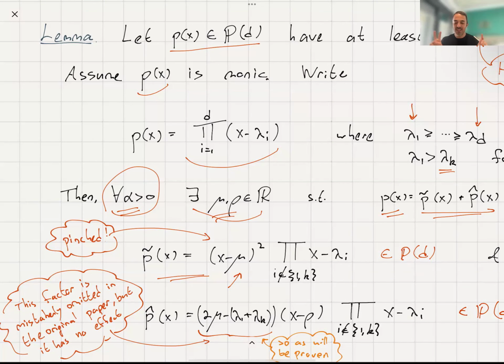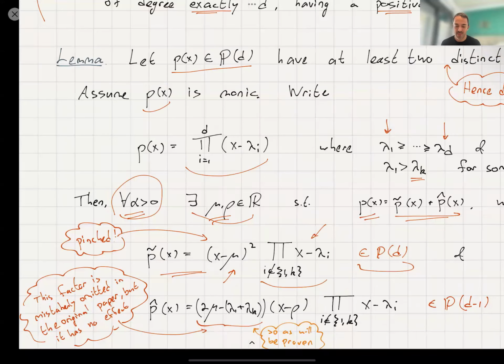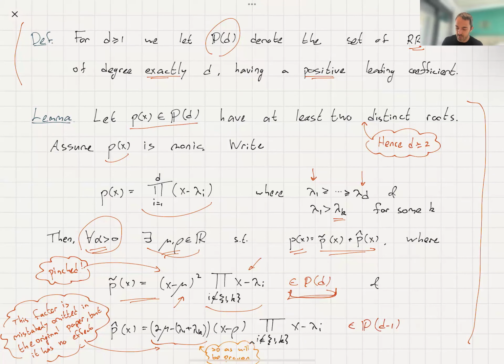And we say it's pinched because it's a double root, right? So we pinched lambda 1 and lambda k to mu in a sense. And the other roots are the roots of P. So excluding lambda 1 and lambda k, we have all other roots. If lambda 1 appears more times, it will appear also here, but just one time less. Same for lambda k. So this is a polynomial with a double root, a pinched root, and note it's a degree d polynomial. It's monic, it's real-rooted, so in particular it's in P_D. We don't even need the monic to be in P_D, but it's monic. So, right, you wrote P as P tilde, which is a pinched polynomial, plus P hat.